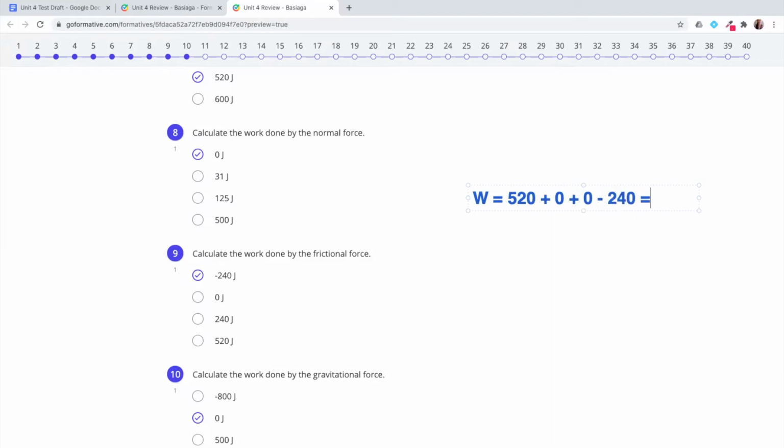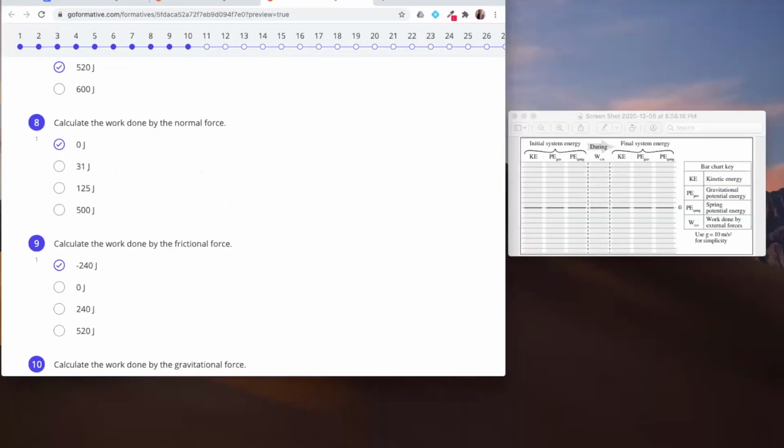This is going to get us a positive work. Overall, this is going to speed up the system. This is a positive work of 280 joules. This adds kinetic energy to the system, so our diagram would have positive work adding kinetic energy to the system, while all the other energies remain zero.